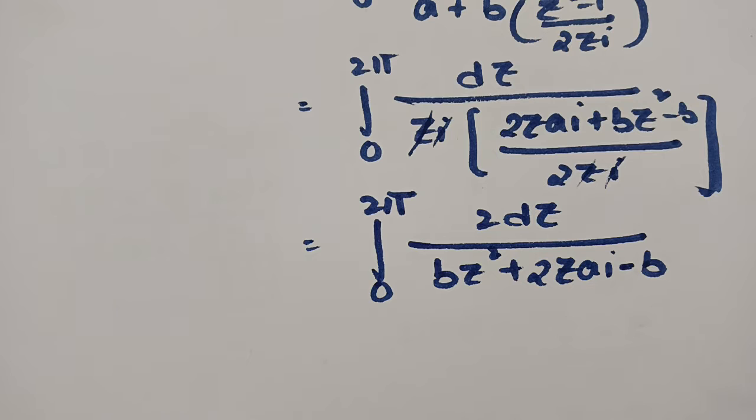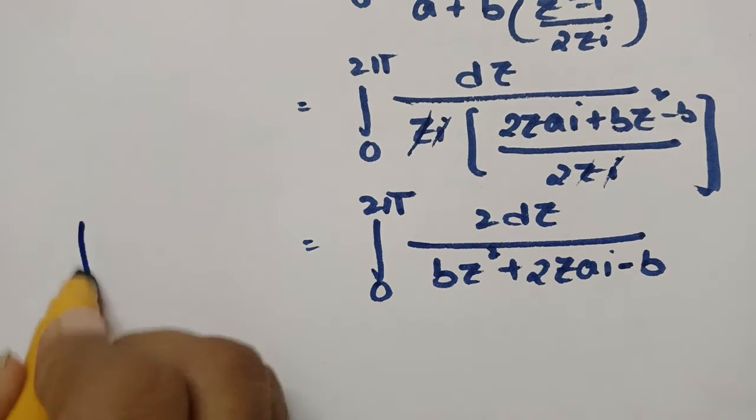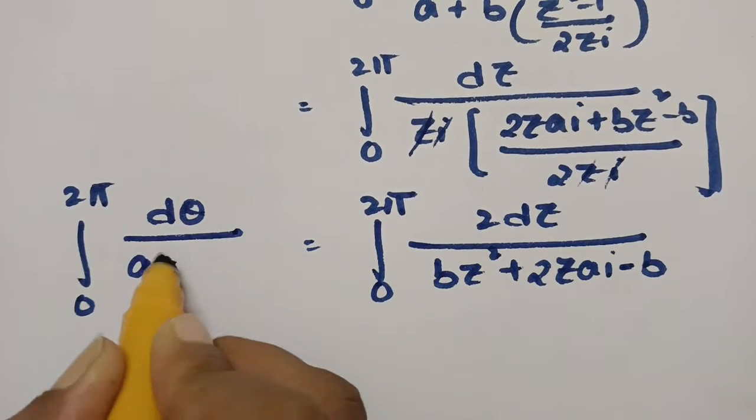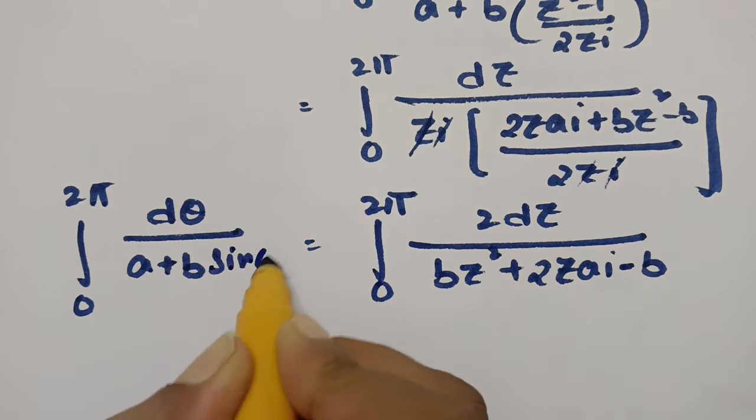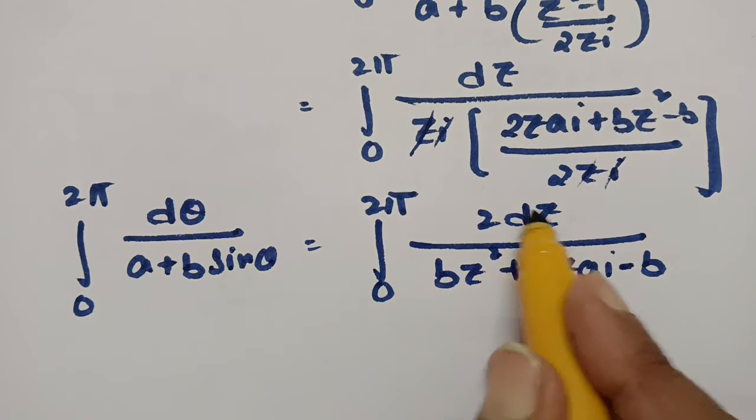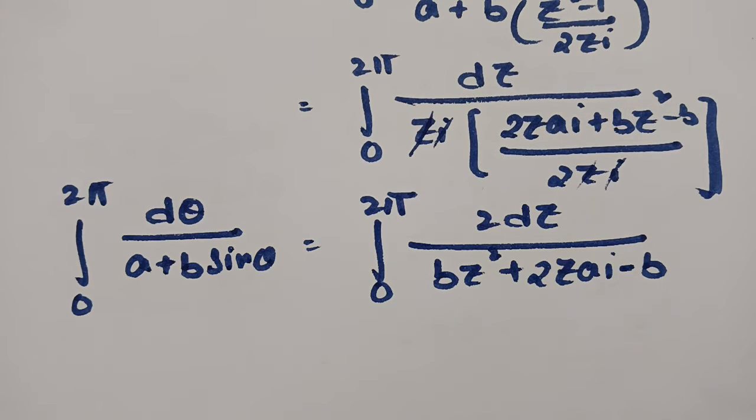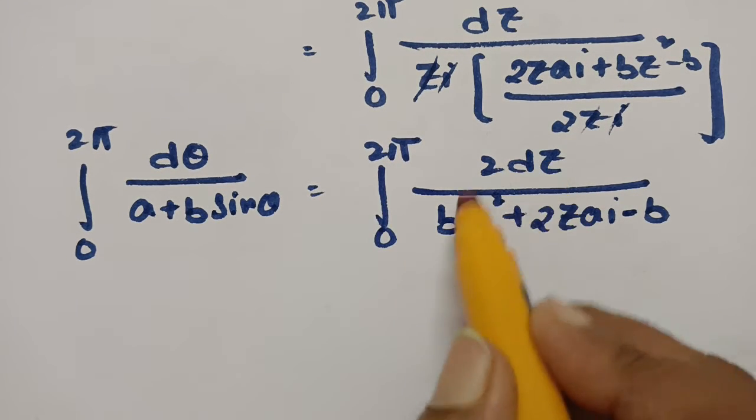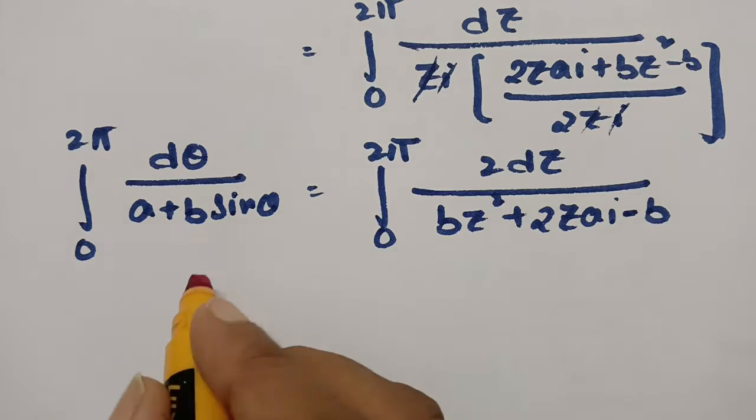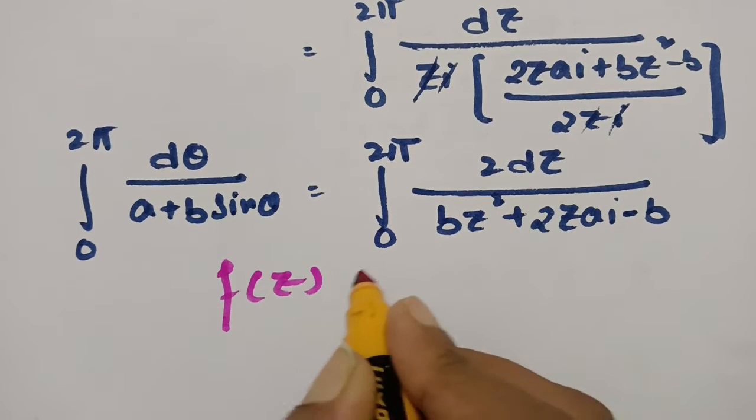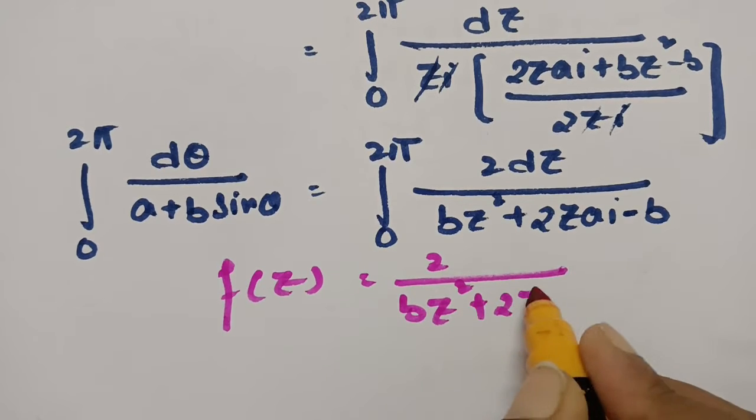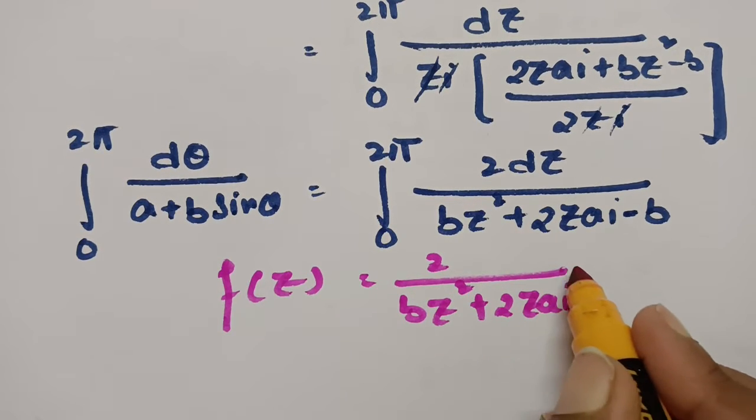Clear? And after doing this, this is nothing but the integral from 0 to 2π of dθ by a plus b sin θ. Clear? This is the integral of f(z) dz. Now what is our f(z) value? So the f(z) value is nothing but the integral of dz. Between that it is f(z). So I am taking f(z) as 2π by bz² + 2zai − b.